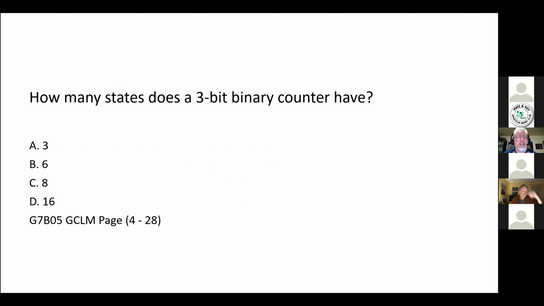How many states does a 3-bit binary counter have? A, 3, B, 6, C, 8, or D, 16? Charlie is correct. Charlie, 8.